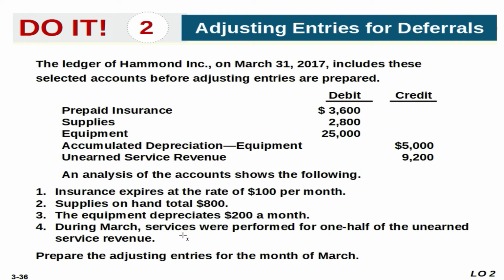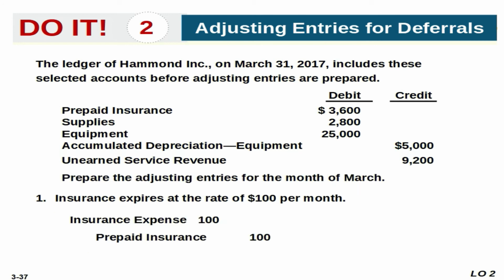During March, services were performed for 1/2 of the unearned service revenue. Okay, so here we do have to do a little calculation. Just divide by 2, because it says 1/2 of the unearned service revenue was performed, and here they tell us that it's 9,200. So half of that is earned. Again, unearned service revenue is a liability. Then it says prepare the adjusting entries for the month of March, and we're going to do that.